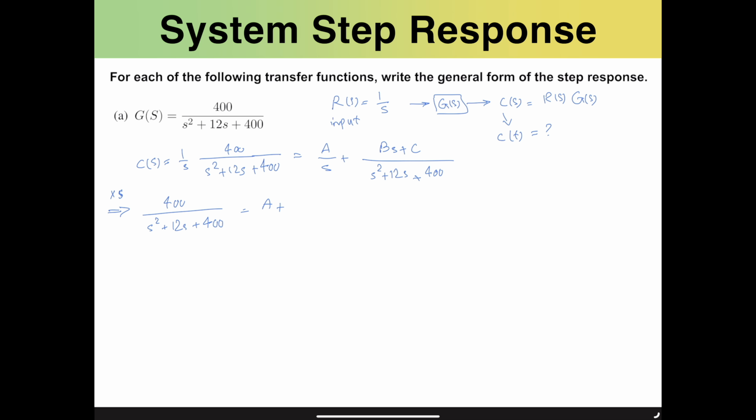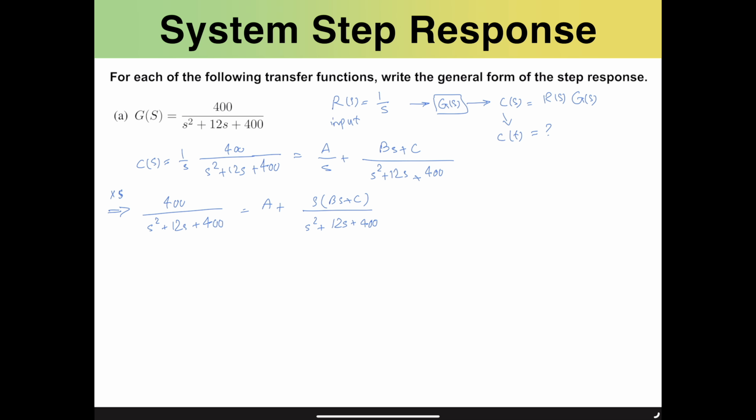And the second part is going to be (Bs + C) divided by s squared plus 12s plus 400. Now, I know that this equation holds true for all values of s, as long as denominators are not going to be 0. An easy value of s for me to find A is something that could get rid of the second term. And that is nothing but 0, because at s equals 0, this multiplication is going to vanish.